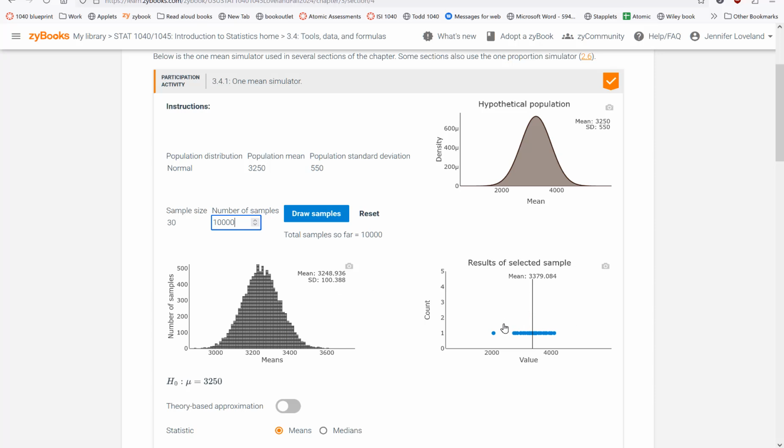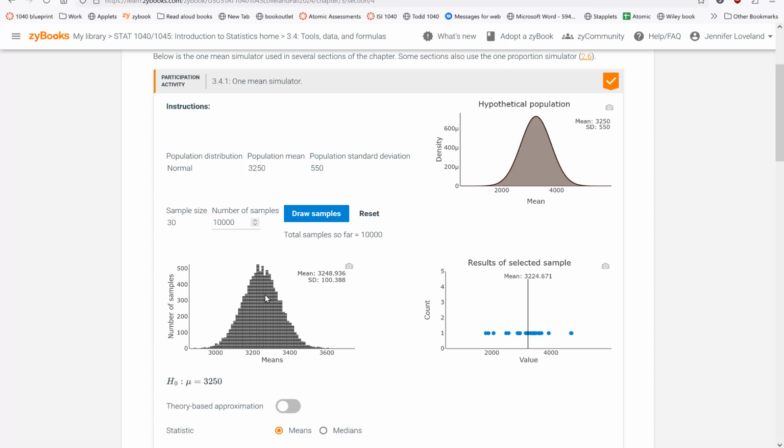Okay. Over here, we have just our individual data from one sample. You could click a different point, it's just slow. You can click a different point and it will show you the actual data that was in that specific sample for the new point that you're clicking.